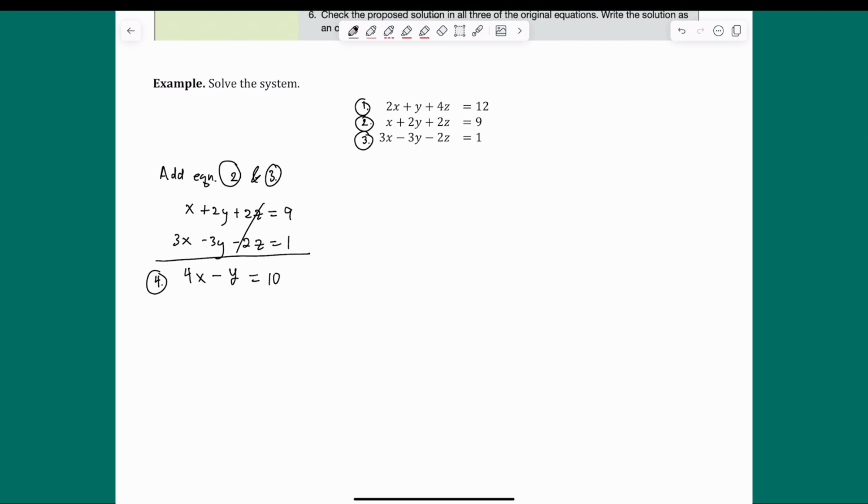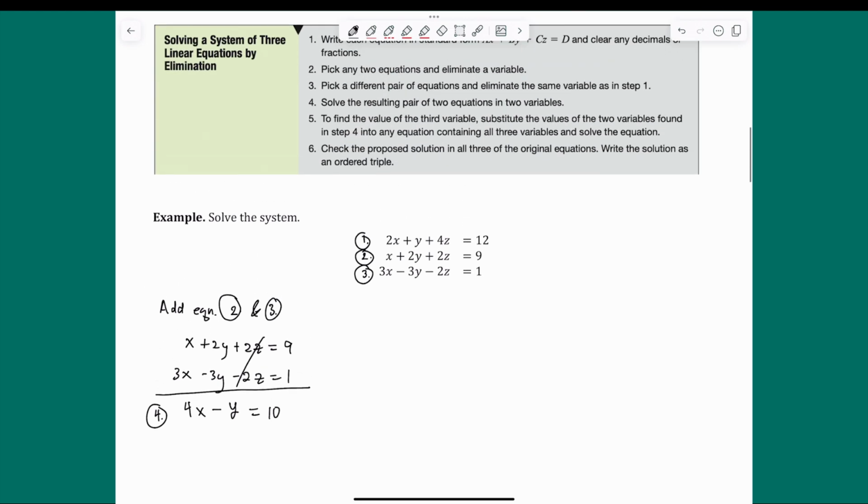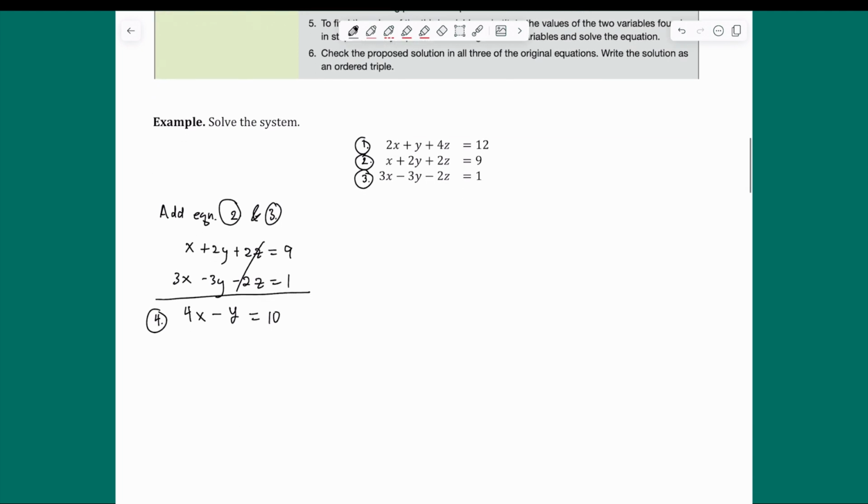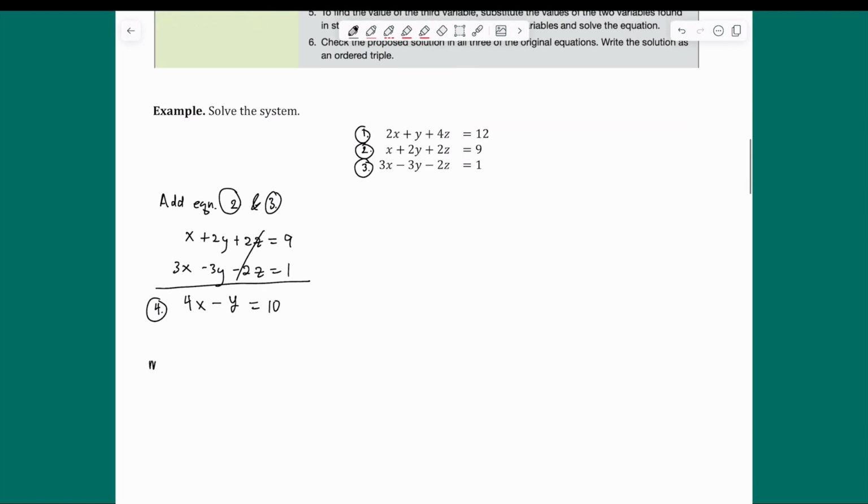Alright, so now I pick a second pair of equations that is different from the first pair and eliminate z again. This time what I'm going to do is multiply equation 2 by negative 2, then add equation 1 to the result.